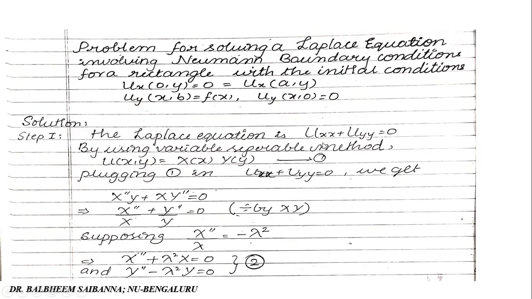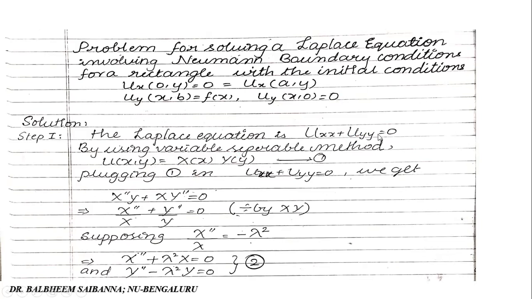First step: the Laplace equation, we know very well, is uxx plus uyy is equal to 0. By using the variable separable method, the solution is u(x, y) = X(x)Y(y), called equation number 1. Now, using equation 1, find uxx and uyy. To get uxx, differentiate equation 1 with respect to x two times. Similarly, differentiate equation 1 with respect to y two times to get uyy.